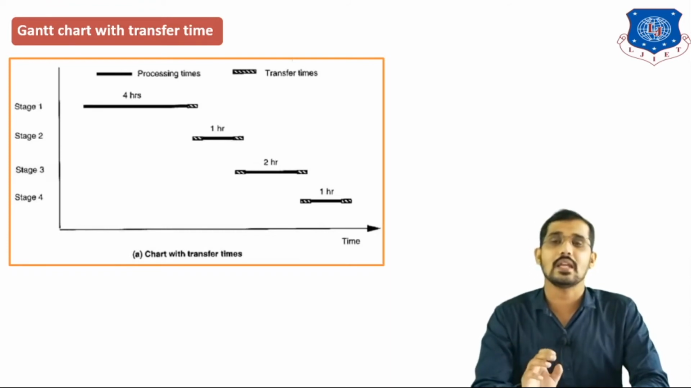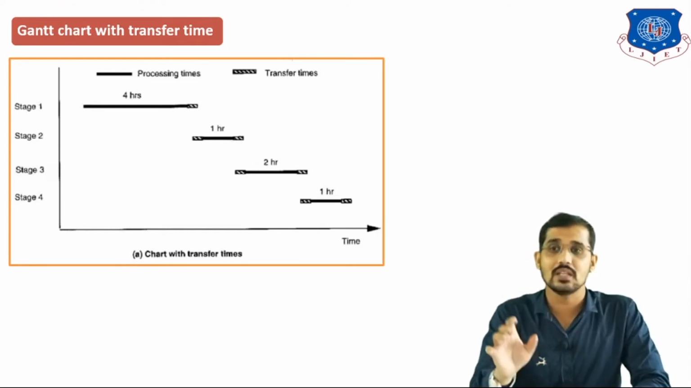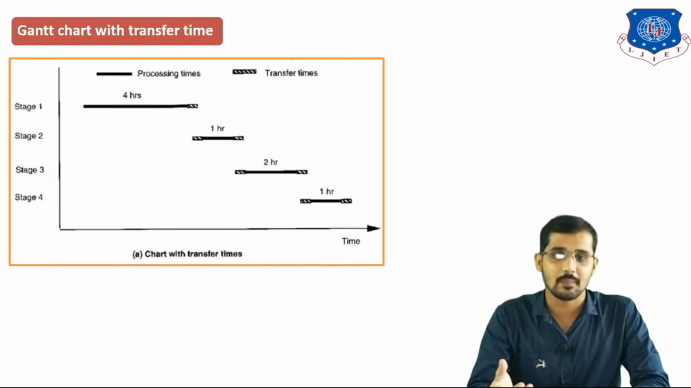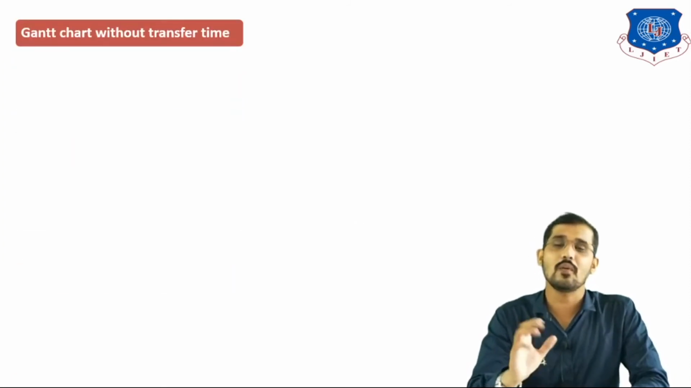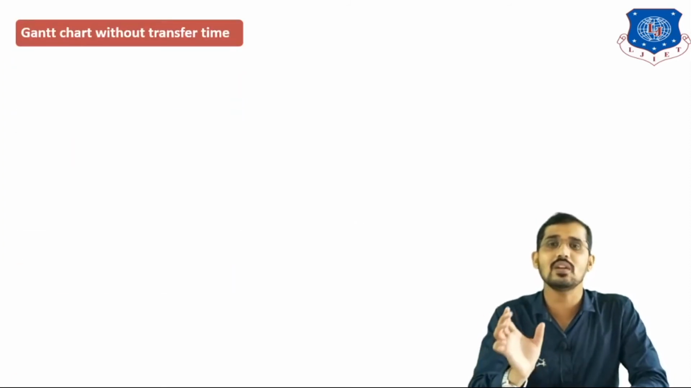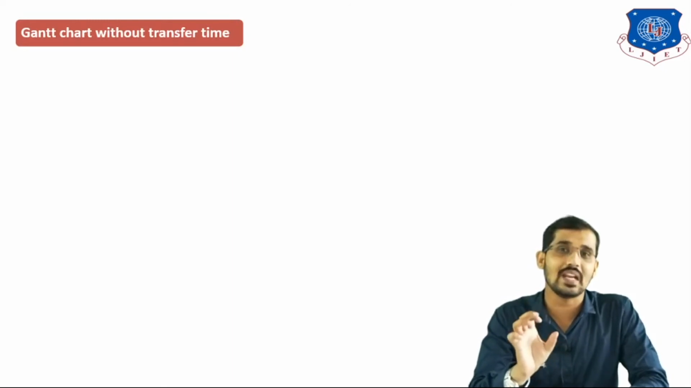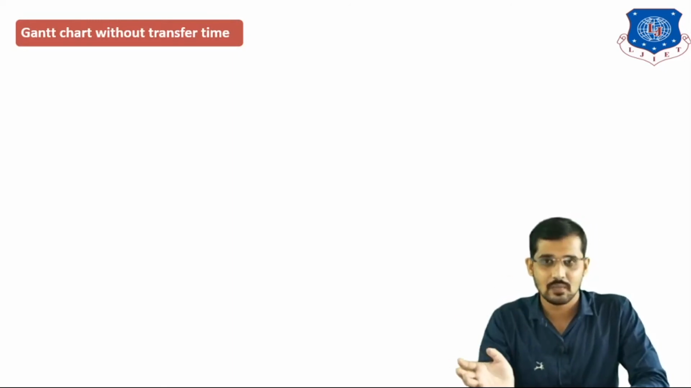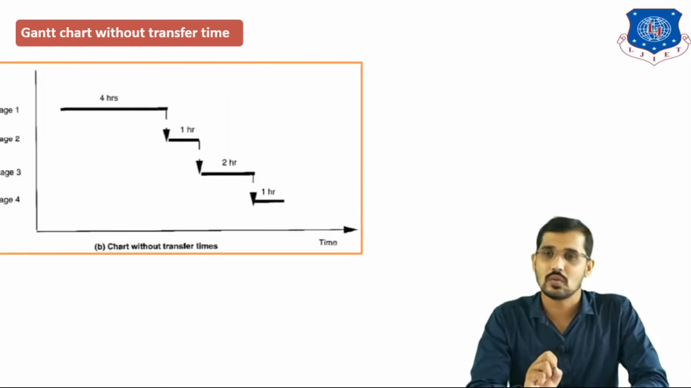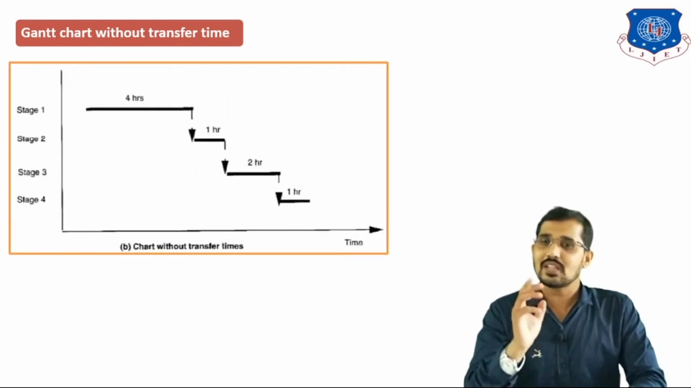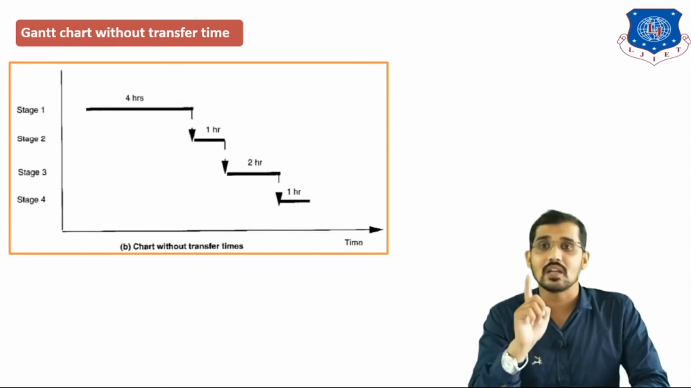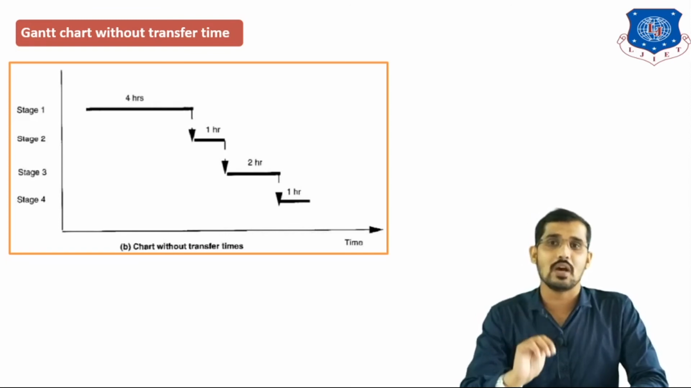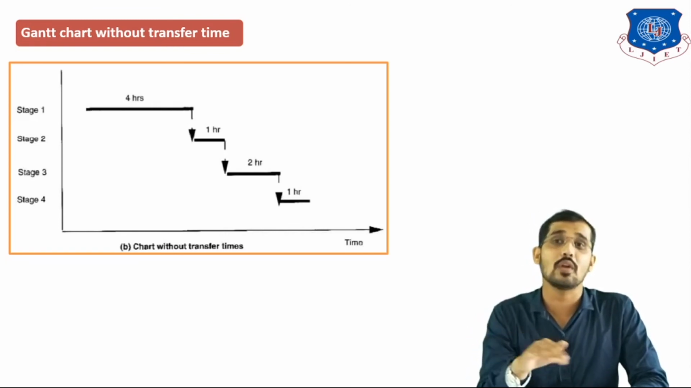So in this manner, I can draw whatever manufacturing process in the Gantt chart with the transfer time. Similarly, we can draw the Gantt chart for those processes without transfer time. So you can see here the figure for the same manufacturing process without transfer time. It means whatever dotted lines we have drawn in the previous chart, we are not going to draw in this chart now. So you can see this is the figure now. Stage 1 is nothing but the reactor and the processing time is 4 hours. So just draw one line for the 4 hours.